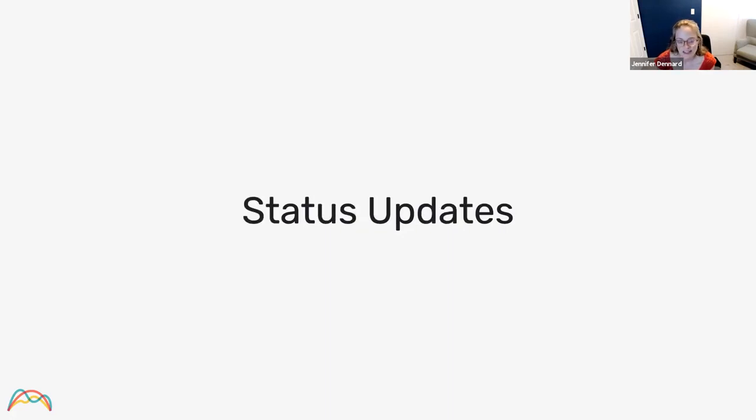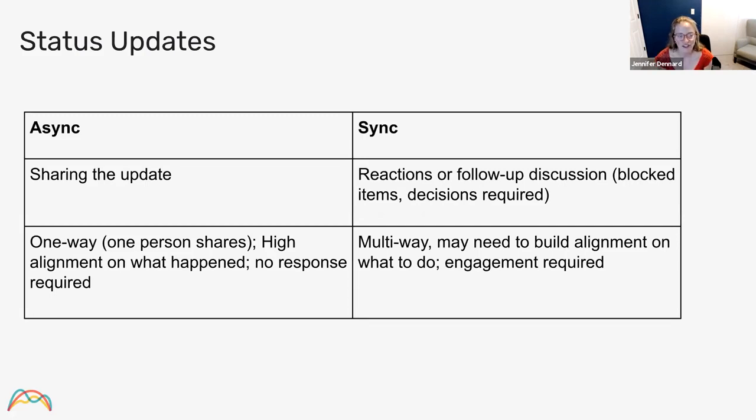So a simple one is status update meetings. I think several folks in the different talks today spoke about how, I think it was Kate Houston, said she can't recall status updates when they're just said in a meeting. So we're going to talk through how you can do that. So for async, sharing the update, one person is sharing the update. So it's a one-way direction of communication, high alignment on what happened for the status update, and no response is kind of required to that initial update.